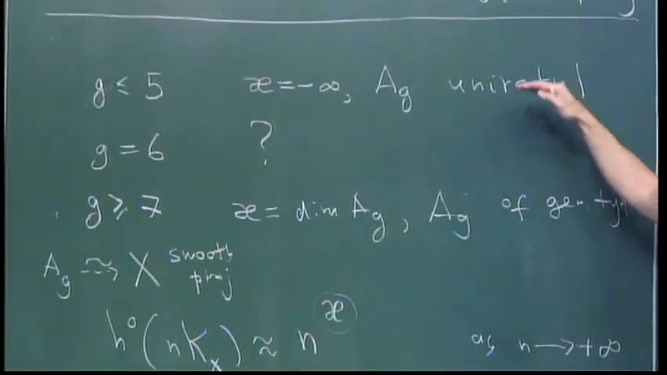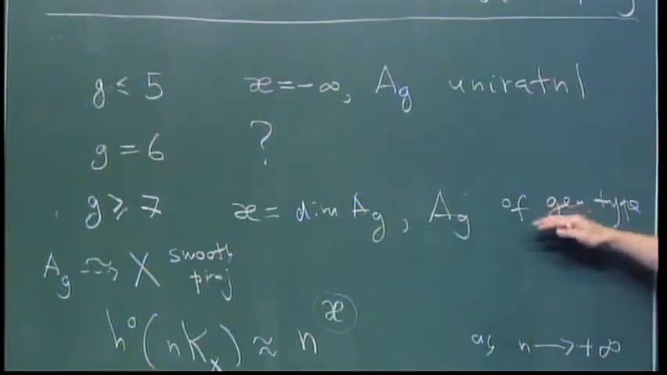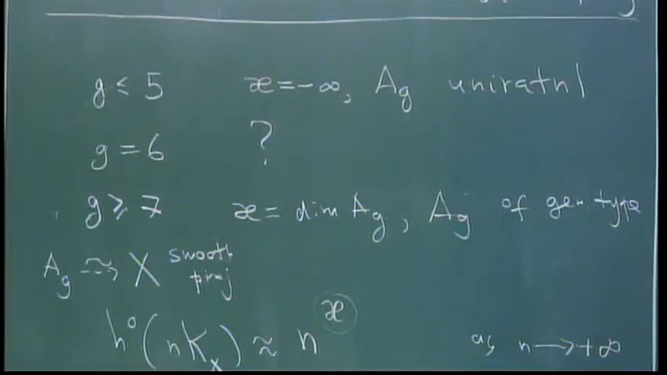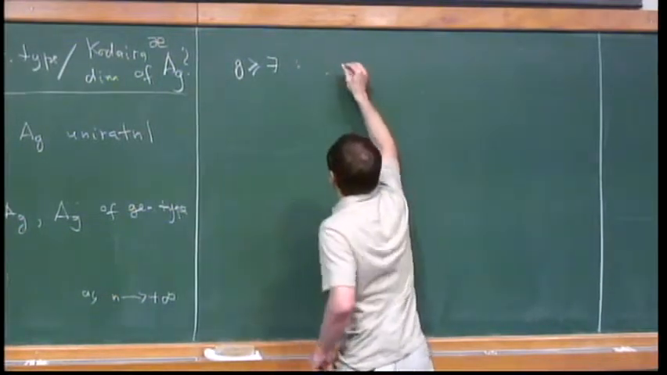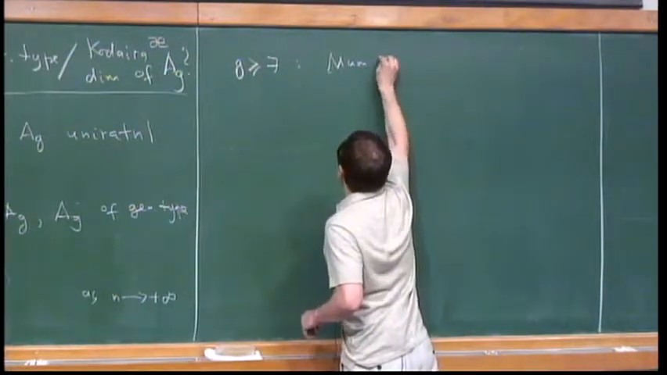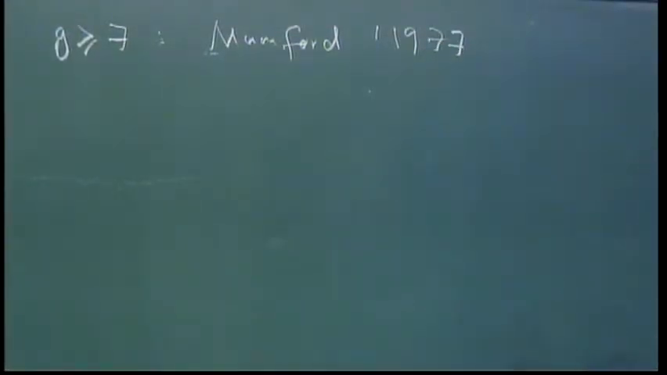So there are two opposites here, and the proofs in these two opposite cases are by very different methods. So for g greater or equal than 7, this was proved by Mumford in 1977, and proved as follows.